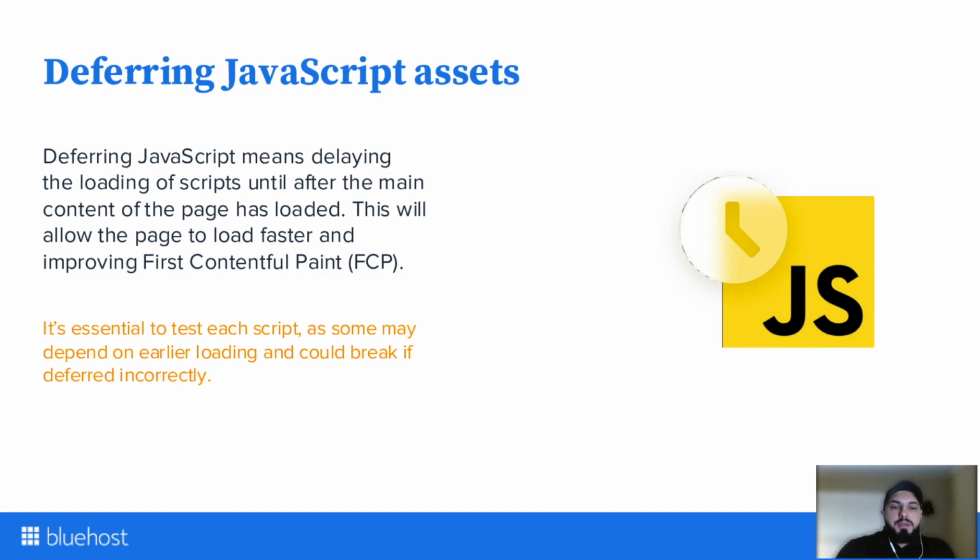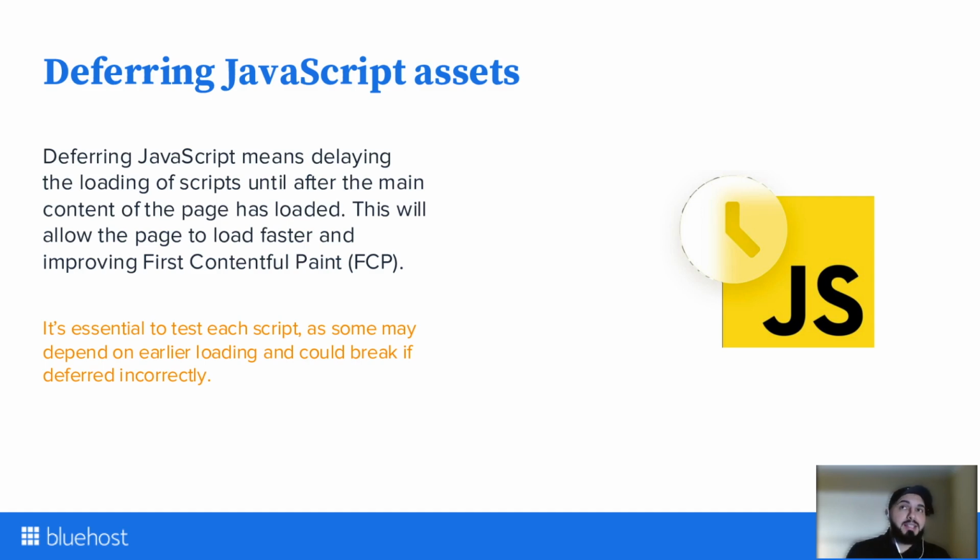Deferring JavaScript means delaying the loading of scripts until the main content of the page has loaded. This will allow the page to load faster and improve first contentful paint. It's essential to test each script, as some may depend on earlier loading and could break if deferred incorrectly.